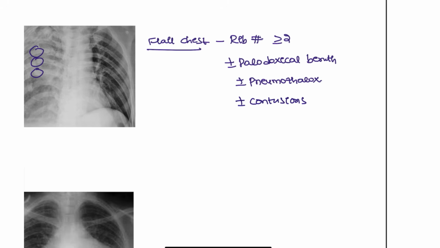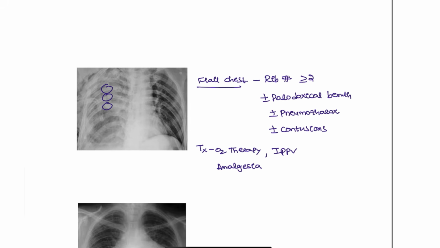This patient has to be treated with immediate O2 therapy. Supplementation has to be given, and adequate IPPV if needed, as well as analgesia. If the patient is not presenting with a pneumothorax, what you have to do is maintain the saturation and also prevent pneumothorax formation. That has to be done in flail chest.